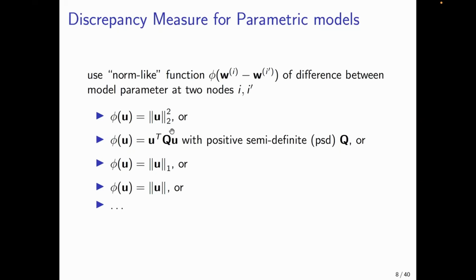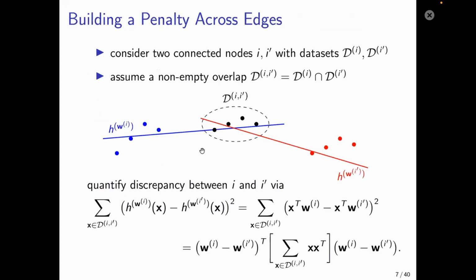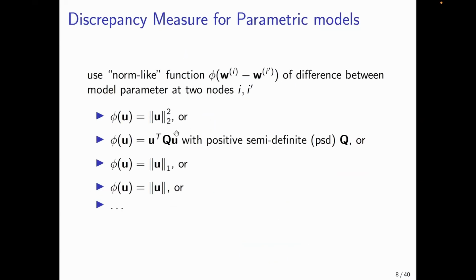You can also use a quadratic form using some fixed matrix Q. For example, if we compare this with the previous slide, this matrix Q is made up of the feature vectors in this test set. So how you augment the data sets is directly translated into the shape of the penalty function that we add to the loss functions. Then other choices are the one norm or some generic norm. But this is only one example. In particular, this family of discrepancy measures can only be used for parametric models.